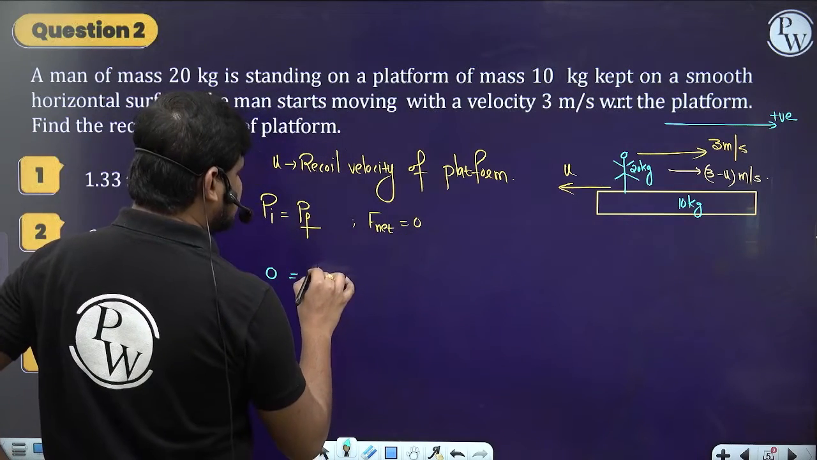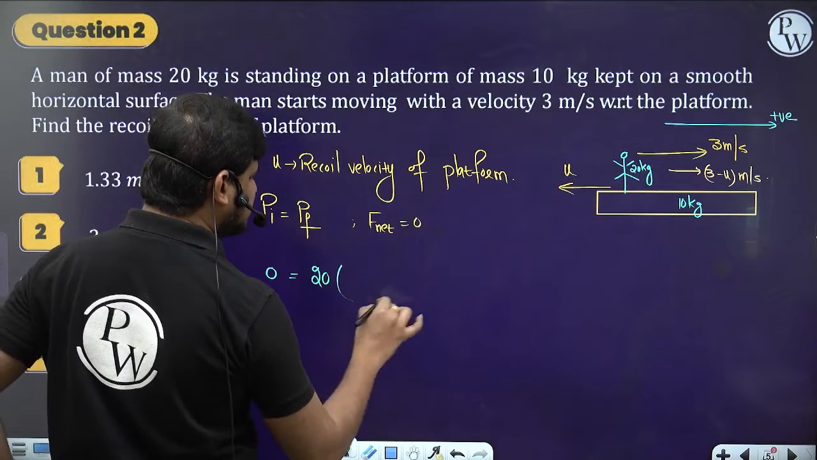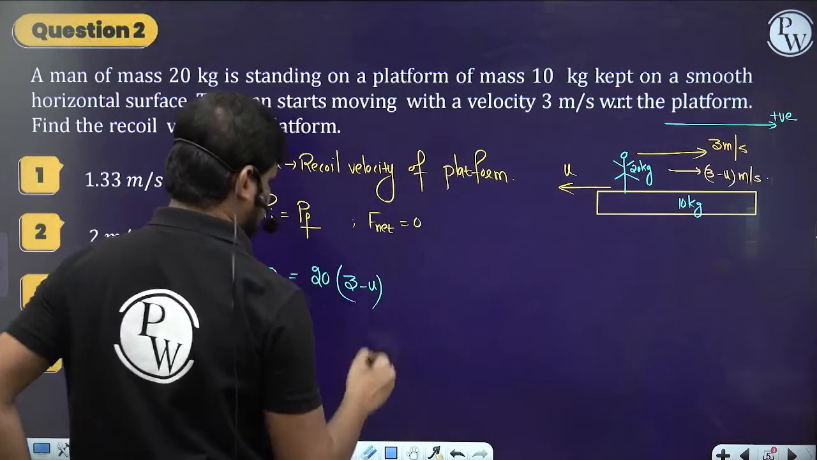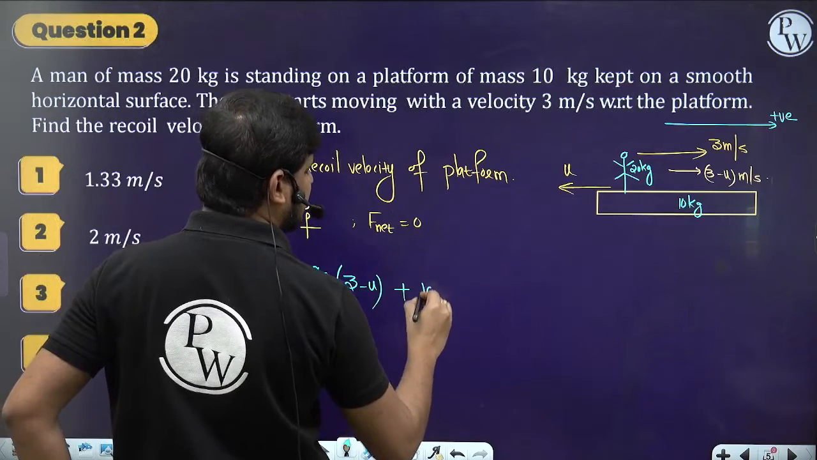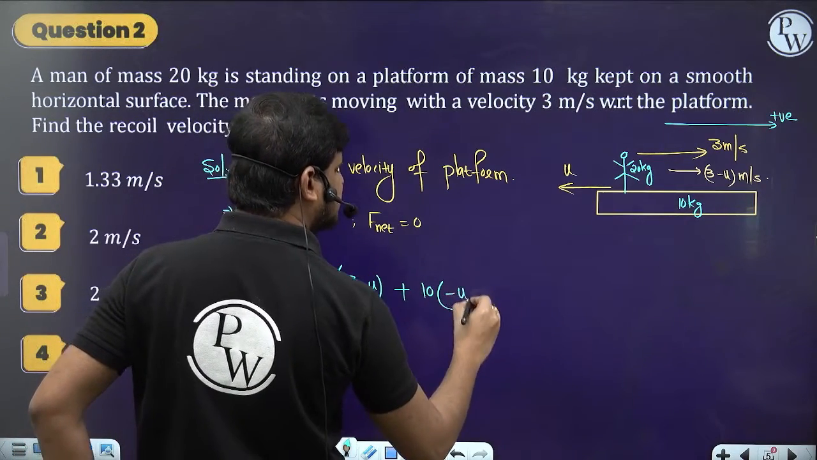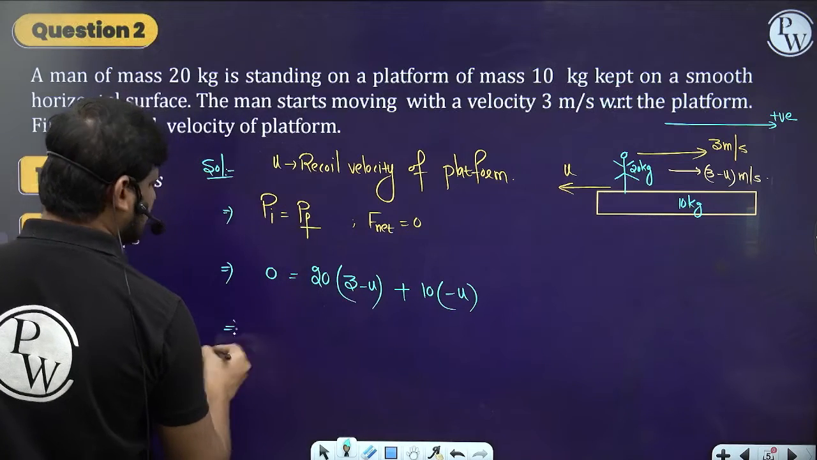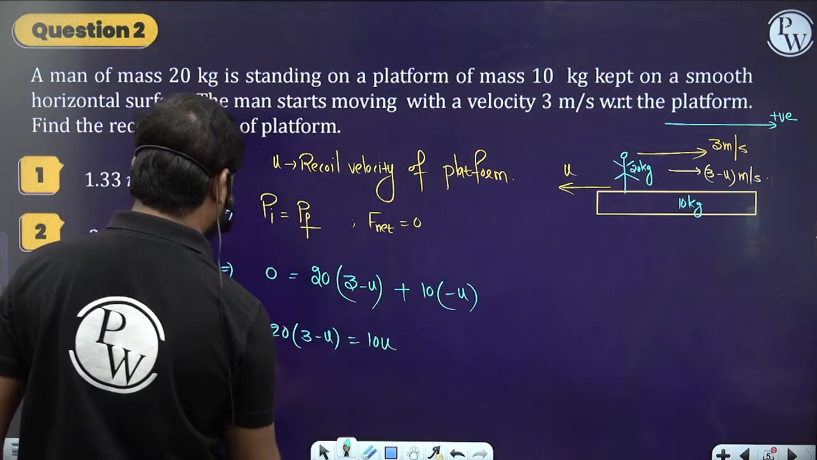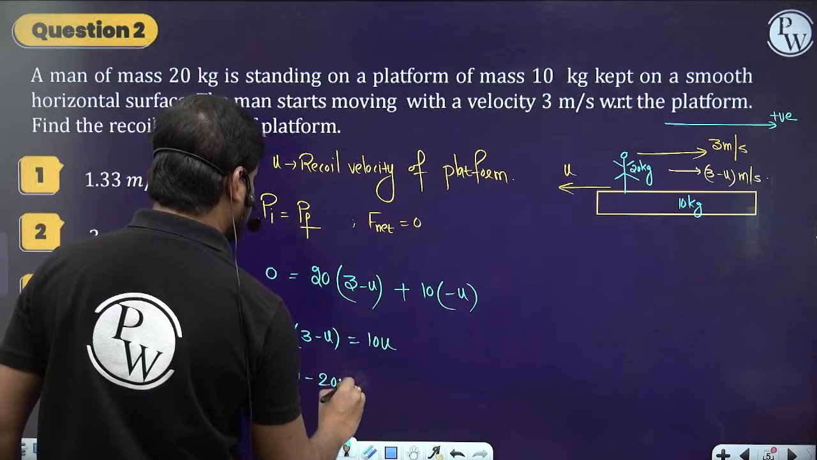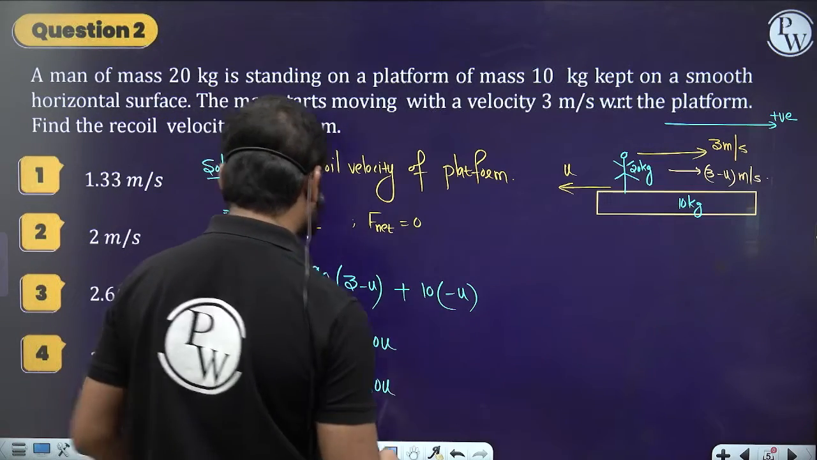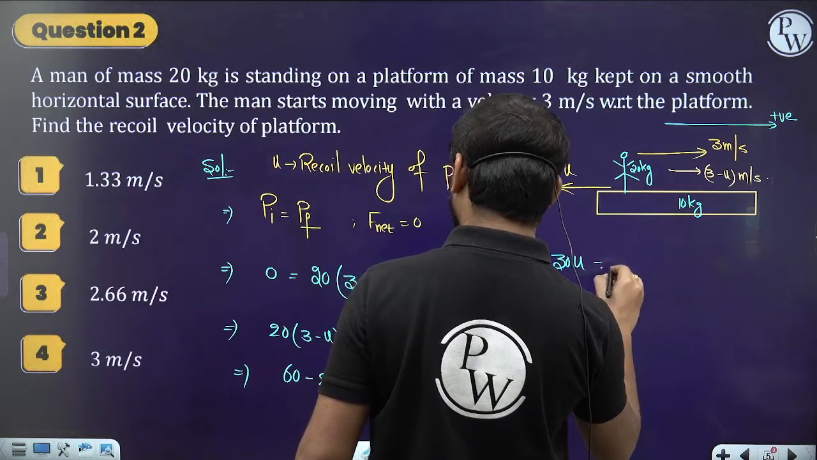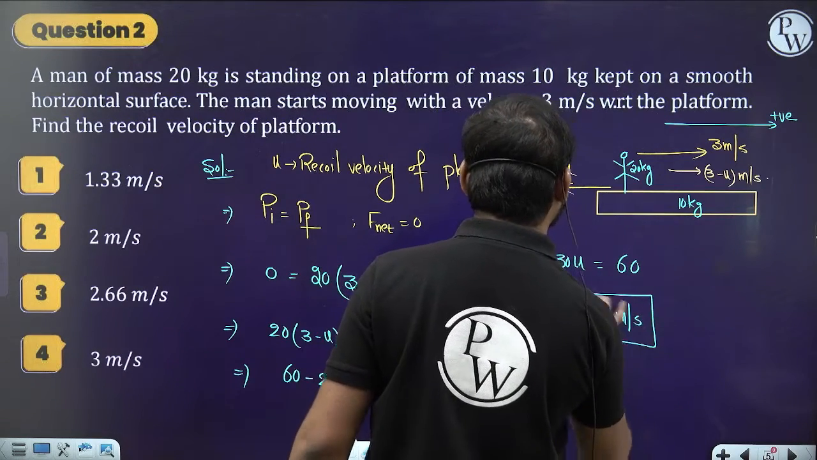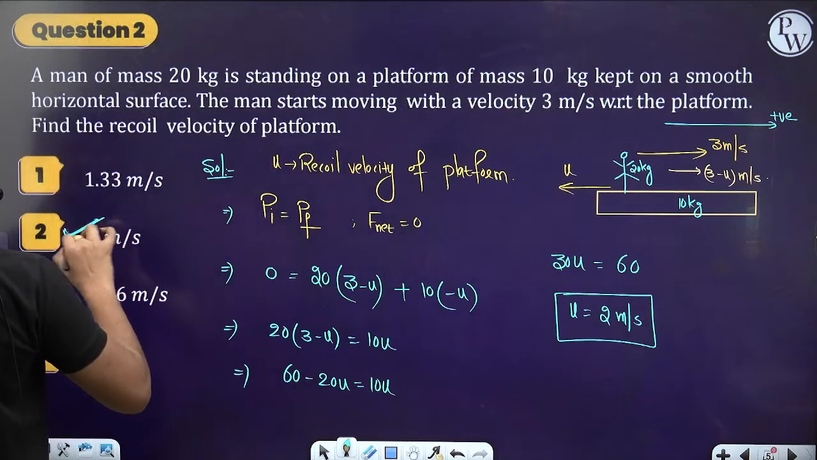Then the person's mass is 20 kg, into his velocity, which is 3 minus u, to the right. Right side I am taking as positive. Plus the platform mass, 10 kg, into the platform velocity, minus u, because the left side is negative. Now do the calculation. 20 into 3 minus u is equal to 10 u. So 60 minus 20 u is equal to 10 u. Then 30 u is equal to 60. From here u is equal to 2 meters per second. So option 2 is the correct one.